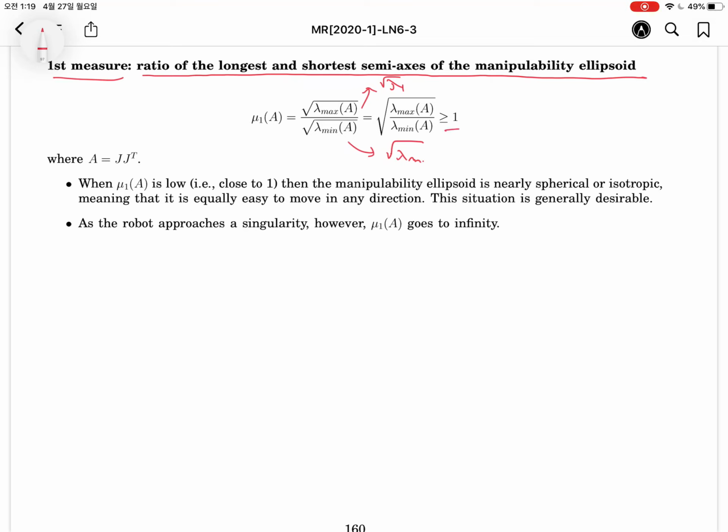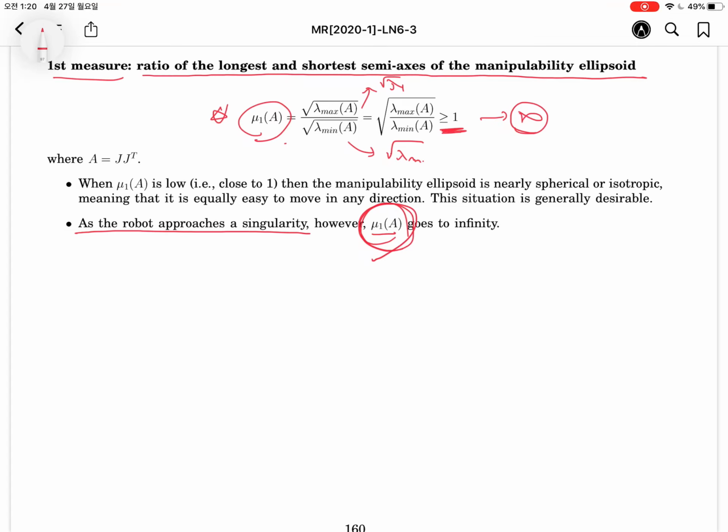It will be larger than 1 all the time, according to the definition of this one. So as the robot approaches the singularity, this value mu 1 will go to infinity. At that time, we can know that if you have a big mu 1 value, it is very close to the singular structure. So we should move to a non-singular configuration.